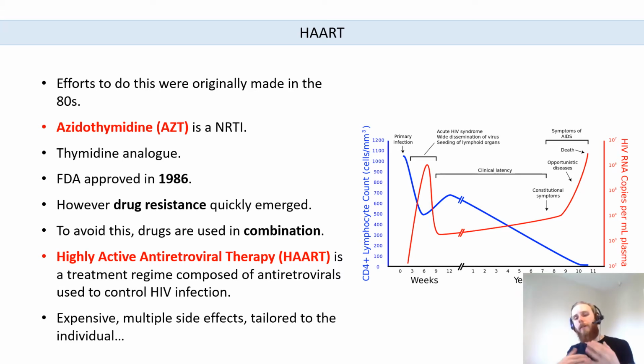However, very, very quickly, HIV developed resistance. It evolved resistance to the drug, and the drug wasn't very effective anymore. And that's when it was determined that a combination therapy had to be used, which eventually became highly active antiretroviral therapy. First, it was just ART, so antiretroviral therapy. Then it was highly active antiretroviral therapy.